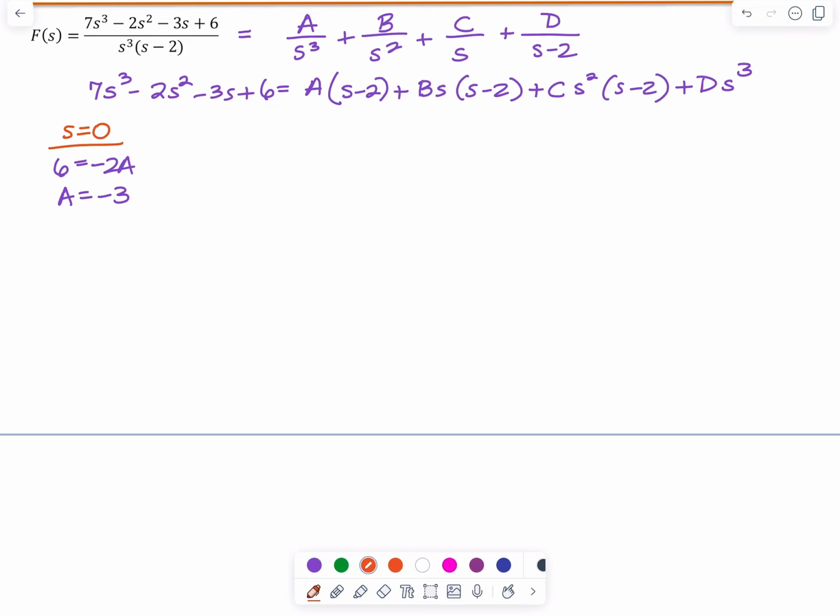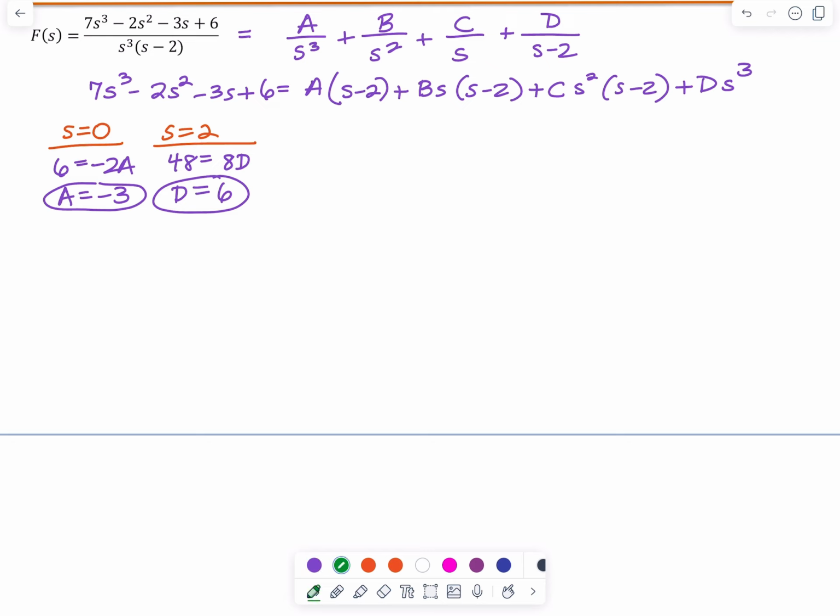Now we can go ahead and let s equal 2. And if we let s equal 2, we will come up with 48 is equal to, and this is the only term we have left, 2 cubed, which is 8. So we had an 8d, and d is equal to 6. Now we still need to find b and c.